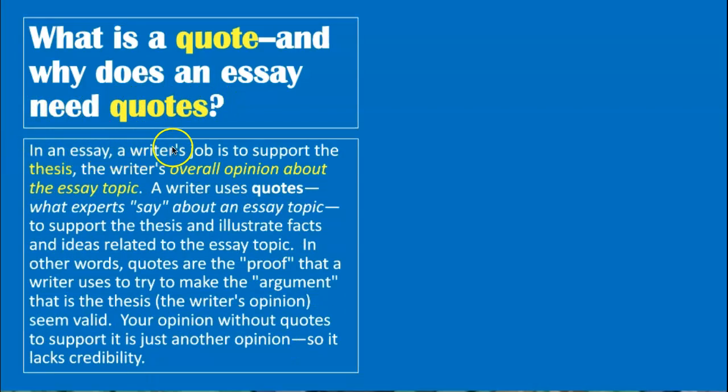In an essay, a writer's job is to support the thesis, the writer's overall opinion about the essay topic. A writer uses quotes, what experts say about an essay topic, to support the thesis and illustrate facts and ideas related to the essay topic. In other words, quotes are the proof that a writer uses to try to make the argument, that is the thesis, the writer's opinion, seem valid. Your opinion without quotes to support it is just another opinion, so it lacks credibility.